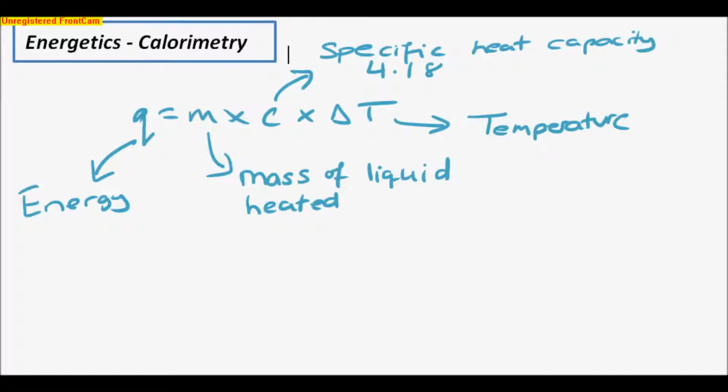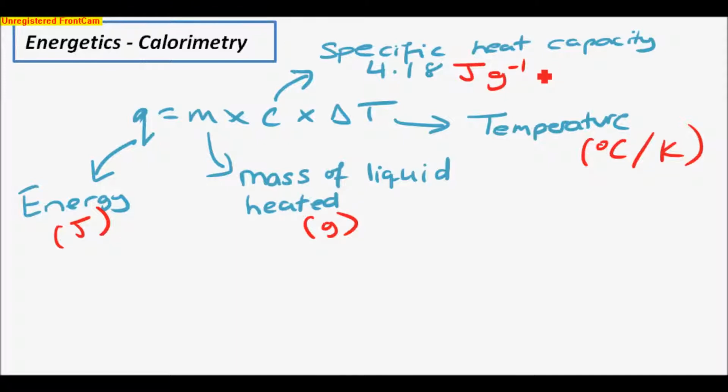Okay, so the units for energy for this process are joules. The unit for the mass of liquid which we're going to use is grams. The temperature is often measured in degrees Celsius, or it can also be in Kelvin. It doesn't matter really because they're both interconvertible. And finally, the unit for the specific heat capacity is joules per gram per Kelvin or per degree Celsius. Okay, so for simplicity, I'm just going to put joules per gram per Kelvin.